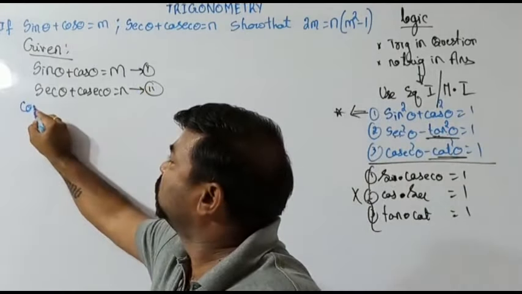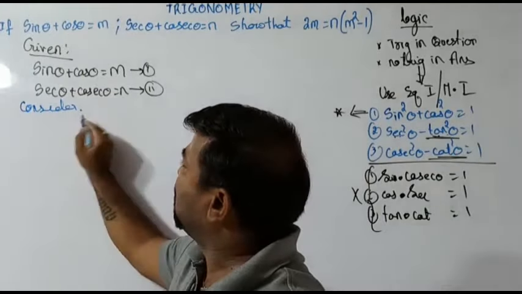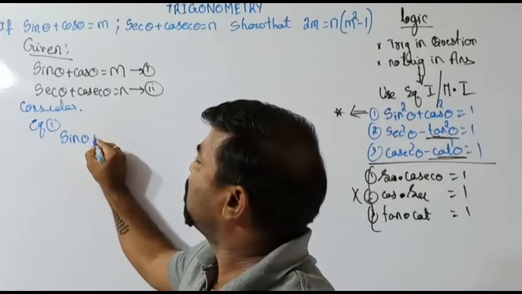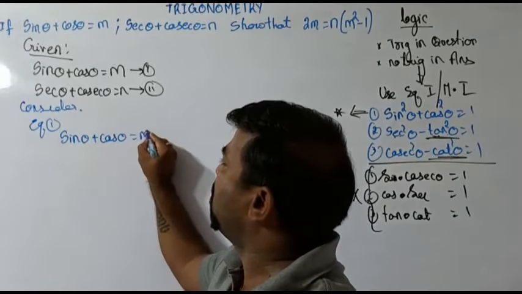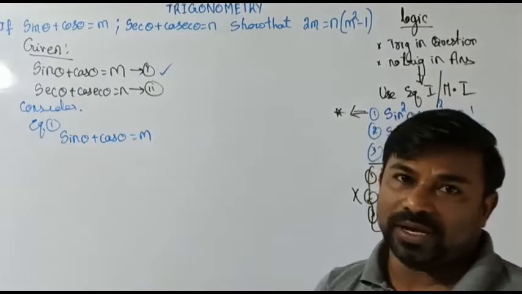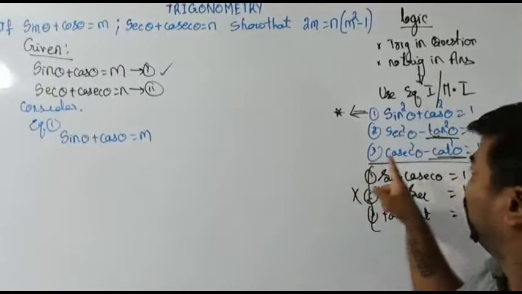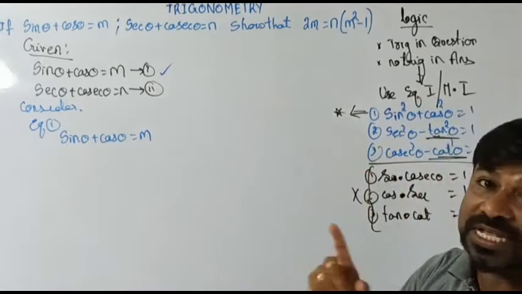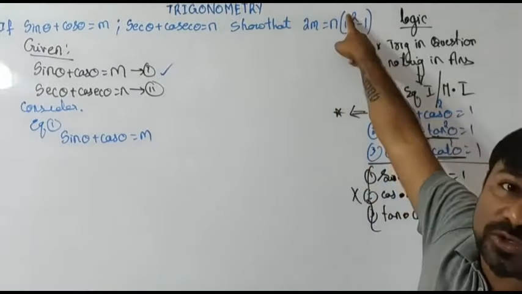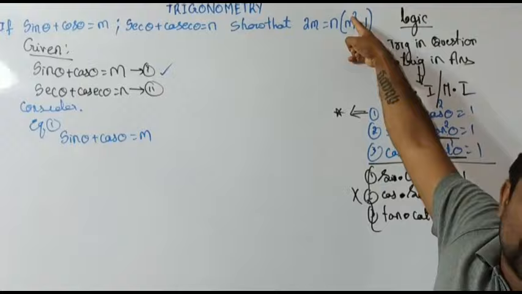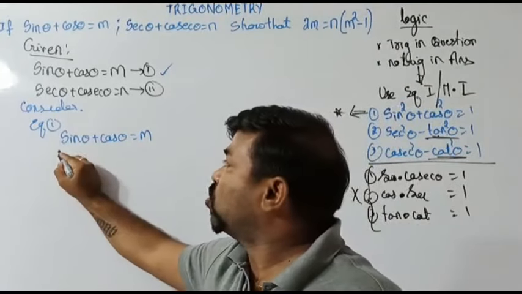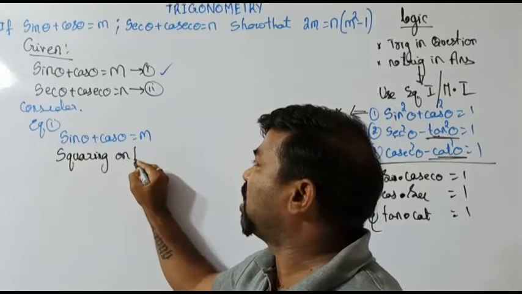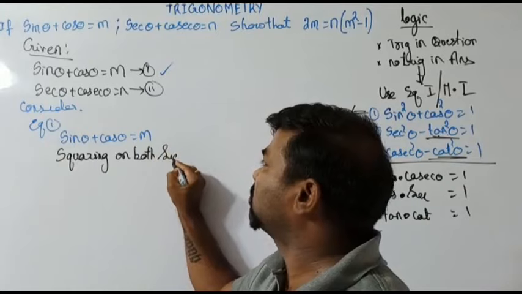So consider equation 1. What is equation 1? Sin theta plus cos theta is equal to m. Fine, I am starting with the first equation. Now, if you check it, we need squares to use this. And moreover, if you observe, there is a square in the formula, in the required concept also. So what I like to do is square both sides.